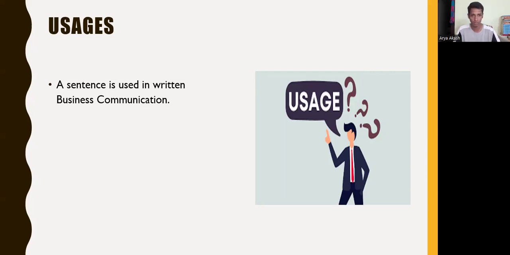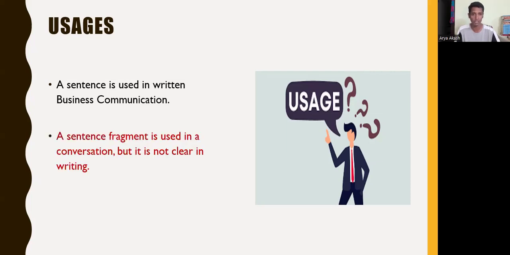Tomorrow you want a leave, you walk up to your manager or your boss, whoever you report to, and you ask for a leave. Your leave is granted, but still it has to be documented. So what will you get to hear from that person? Please send me an email, right? So sentences are used in written English, especially in business communication. Things are written. A sentence fragment is used in a conversation, but it is not clear in writing.